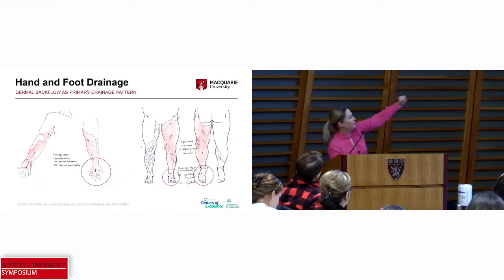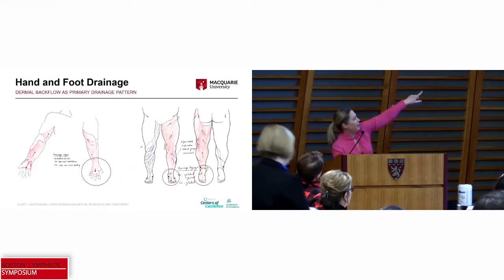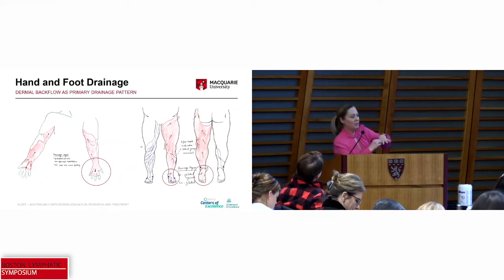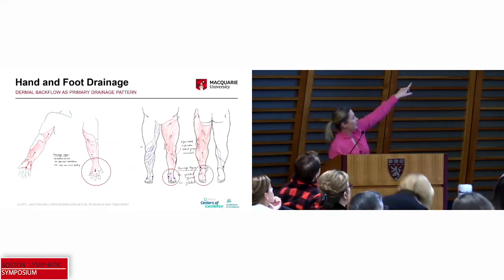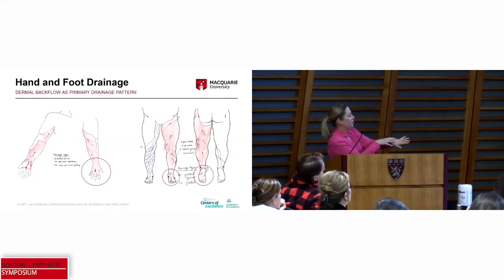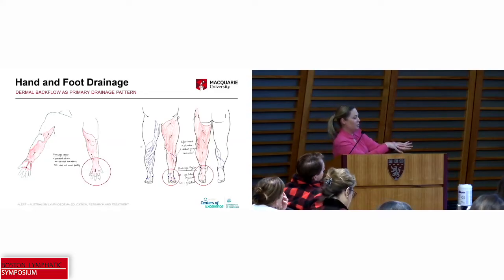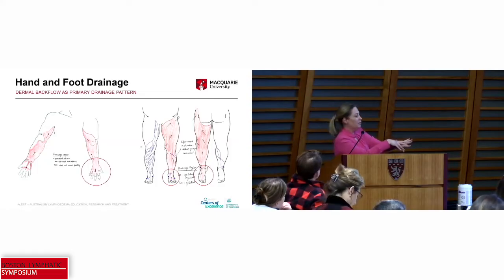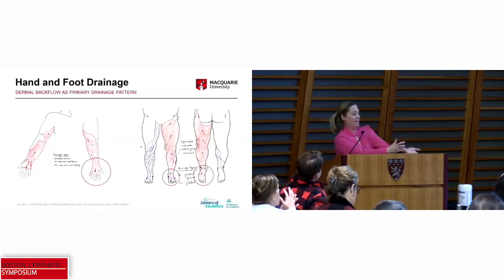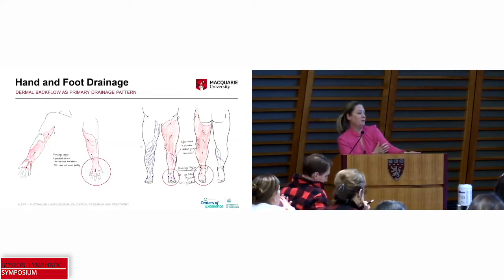Here's somebody who wasn't so lucky. So we can see the hand dermal backflow is actually in the dorsum of the hand and has travelled into the fingers. And in this person, their body's way of problem solving, that dermal backflow actually had an easier route moving in a distal direction between the fingers and coming onto the palm of the hand and then draining via the anterior forearm.